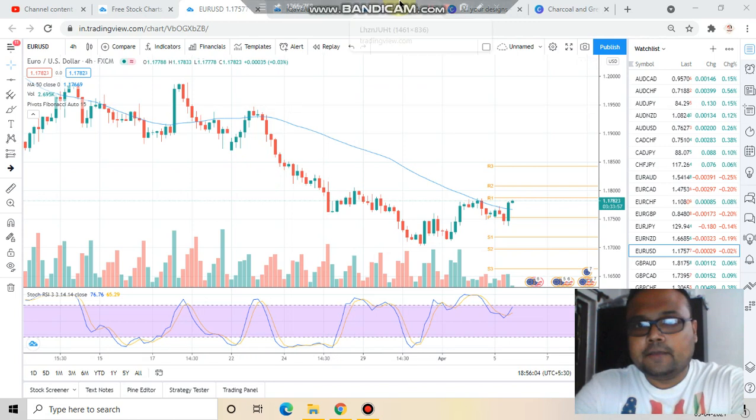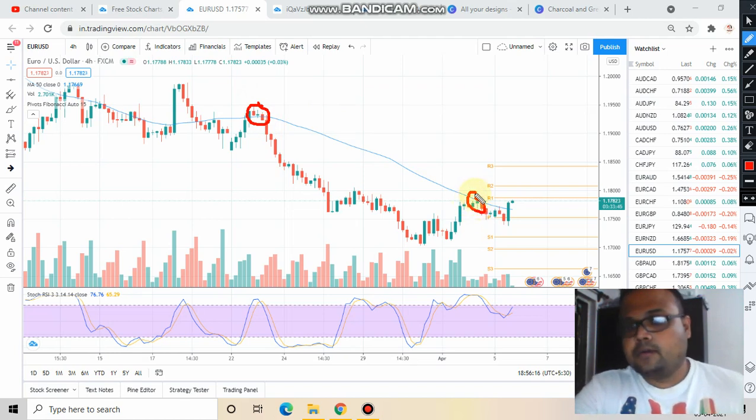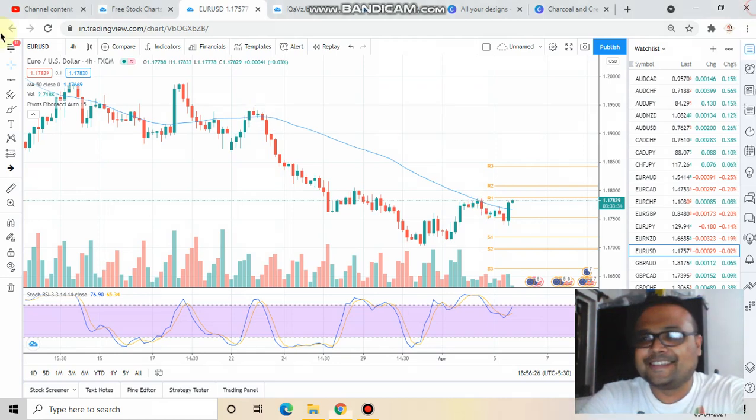So till last week, the market was in downtrend, and the 50 moving average, we can see, was acting as a resistance for the market. Okay, see here. The 50 moving average was the valid resistance for the market till last week. So a new week has started. Let's see how the next week will roll on for Euro USD.